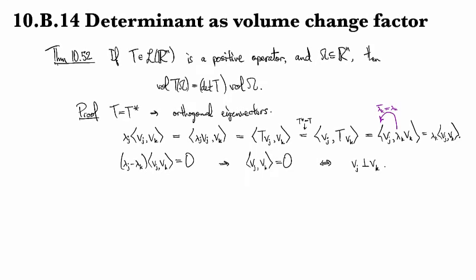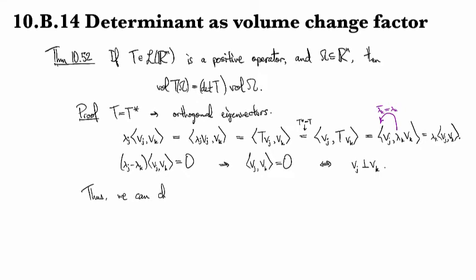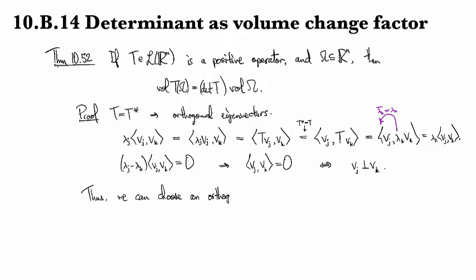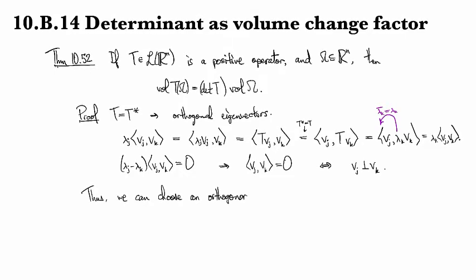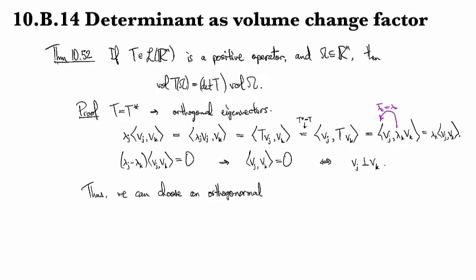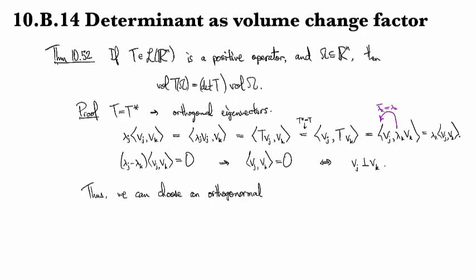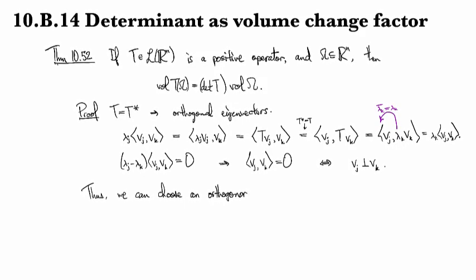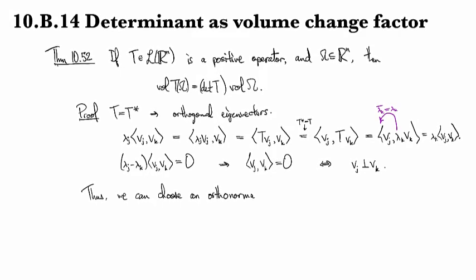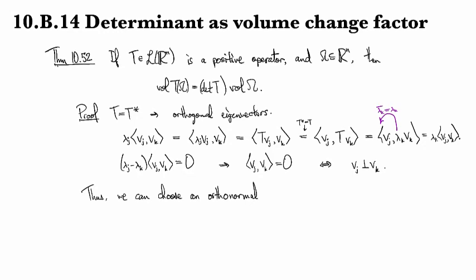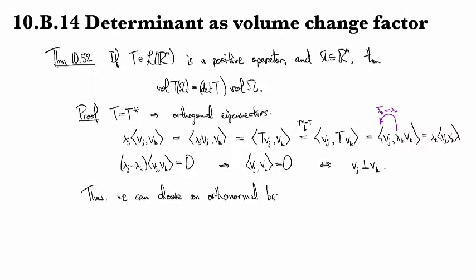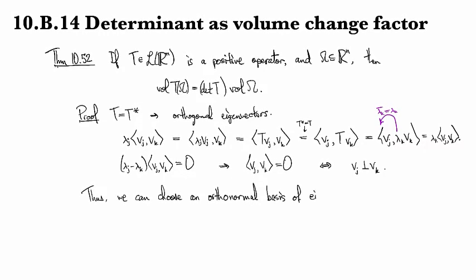Okay, so based on all this, we can choose an orthonormal basis, by choosing them all to have length 1. You can always normalize a basis. We can choose an orthonormal basis of eigenvectors. So they're mutually orthogonal and they all have length 1.